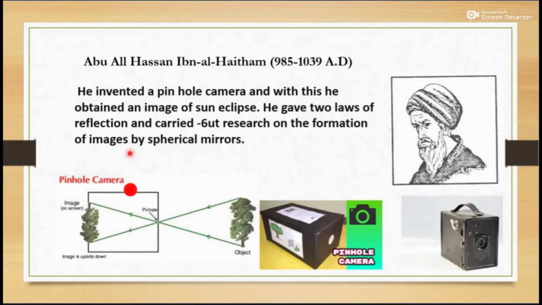He gave two laws of reflection. You can see here his research on the formation of images by spherical mirrors. This is the pinhole camera, the real picture and a ray diagram. Here you can see an object. When the rays from the object enter through the pinhole, an image forms inside the camera. The image on the screen is upside down. The pinhole camera is the invention of Abul Hasan ibn al-Haytham.